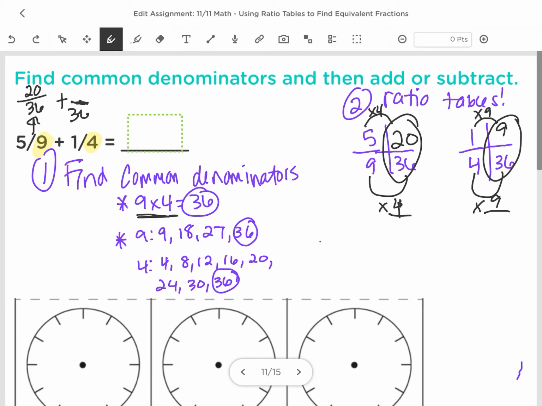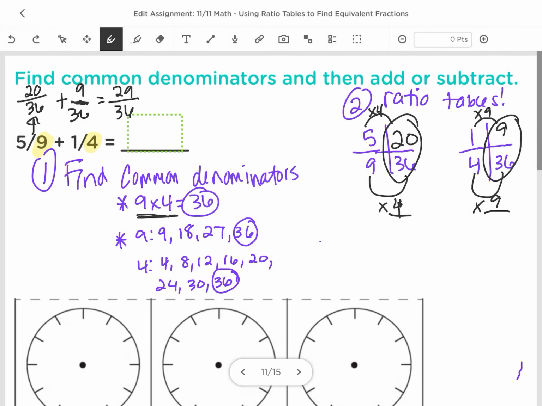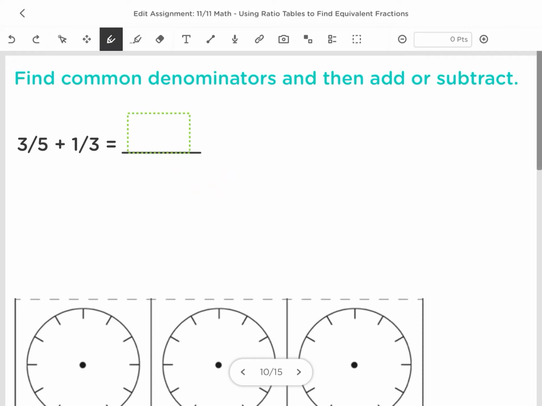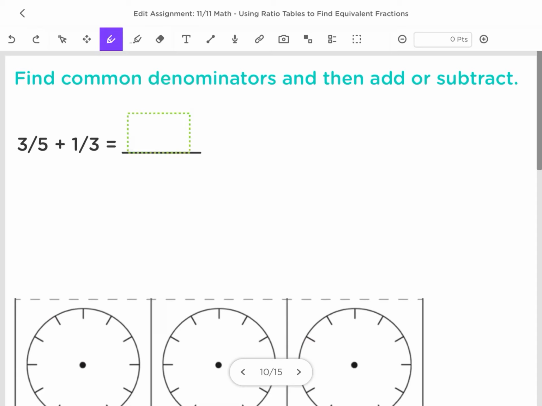So now I can add these. They have the same denominator. 20 plus 9 equals 29. Denominator stays the same. We worked really hard to get there, so we are going to get 36. All right, so that is when we use ratio tables. Let's practice number lines. So I have 3/5 plus 1/3. Again, I can't add these right now because I don't have the same denominator.